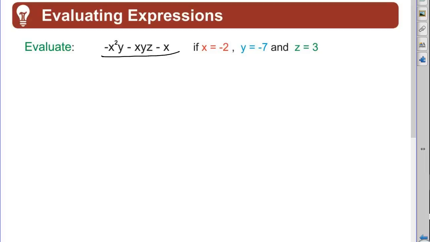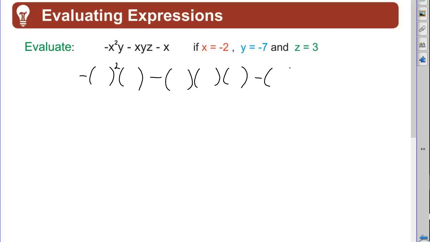So I'm looking right here, and everywhere where there's a variable, I'm going to put a parentheses. So I have the minus, there's the x squared, there's the y, another minus, there's the x, there's the y, there's the z, a minus, and there's the x. Those parentheses save you a lot.